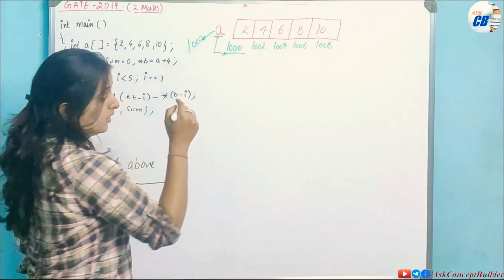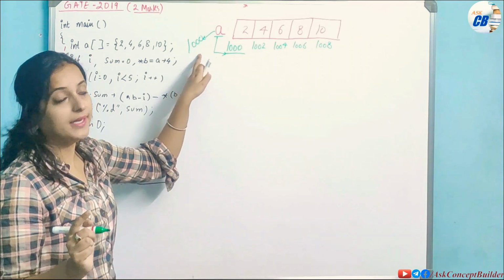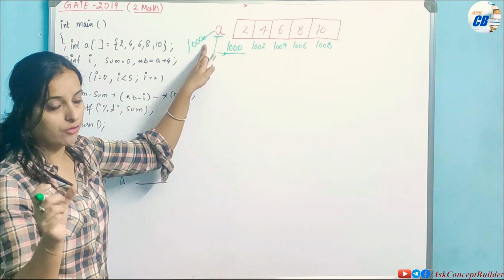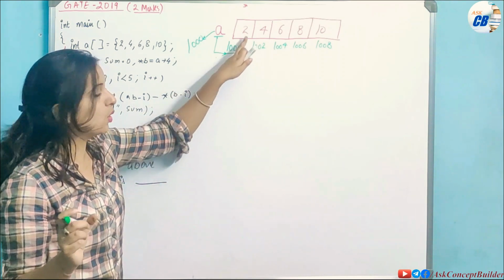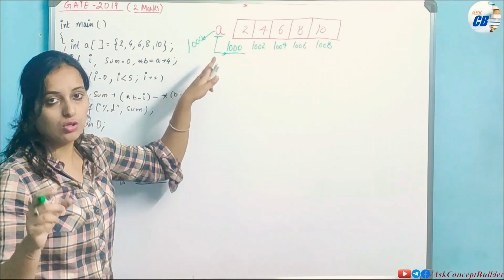This concept will help you in some more questions also. This is very important: the address of an array is the address of the first element of that array. See, the first element address is 1000, where 2 is allocated, so the address of this array is also 1000 only.